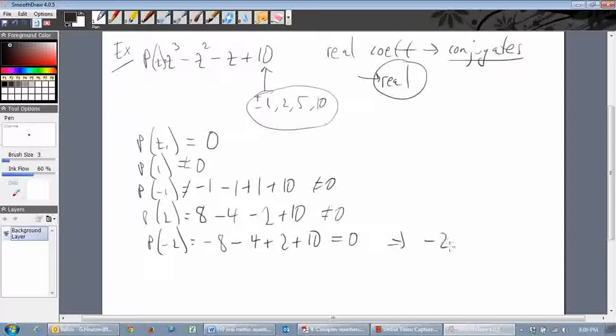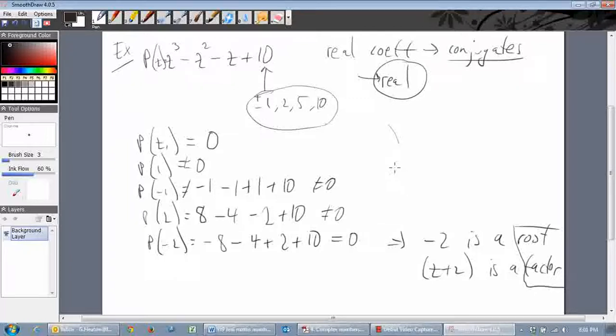Okay. Therefore, negative 2 is a root. And that means that Z plus 2 is a factor. Okay, so understand the difference between roots and factors. Great, so now that we know this, how do we find the other parts?